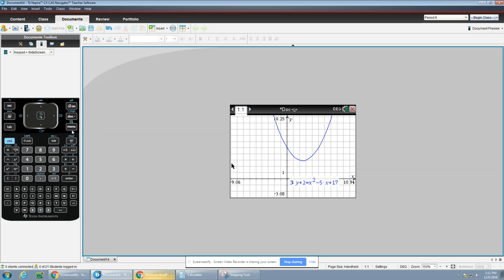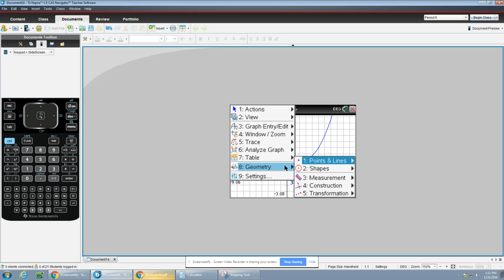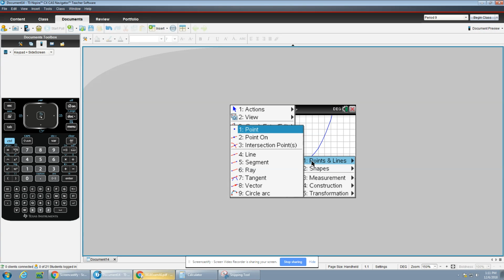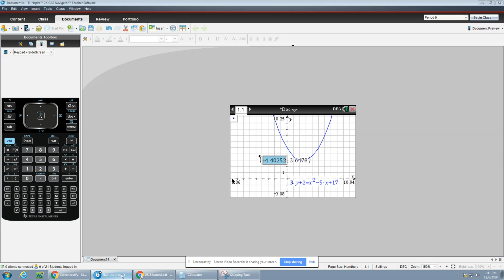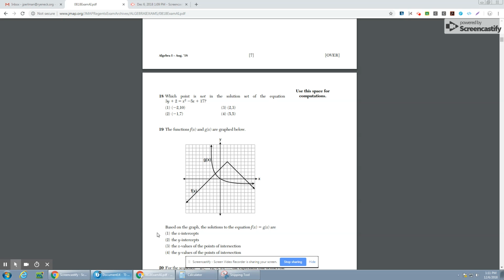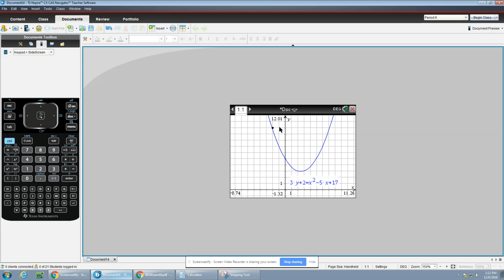What you can do is go in through geometry, so menu, geometry, and pick points and lines, you can pick the point feature. And if you open a parenthesis, you can actually graph your points. So -2, 10, you would do -2, enter 10, and you can see that that's on the grid. Now, is that on the parabola or not? I'm not sure, so we'll check.